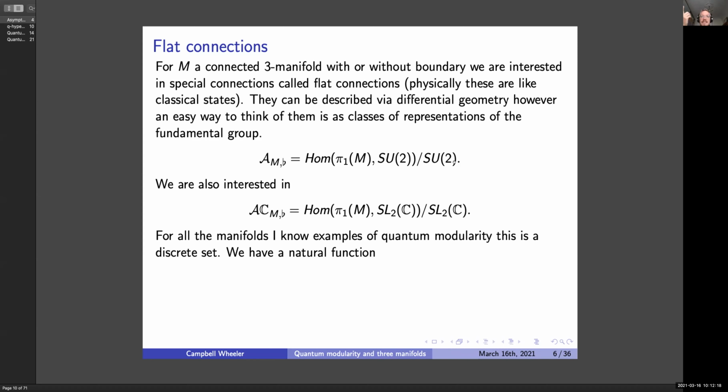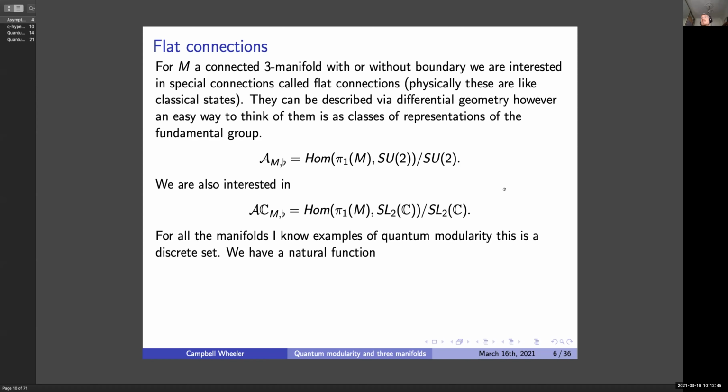As I mentioned at the start, this is also called the character variety of the manifold. In the examples that I know of, this is always a discrete set. For many 3-manifolds, this is discrete, often finite. And then in certain examples, you might have, say, a curve or something like this. But for closed manifolds, at least, this is true.